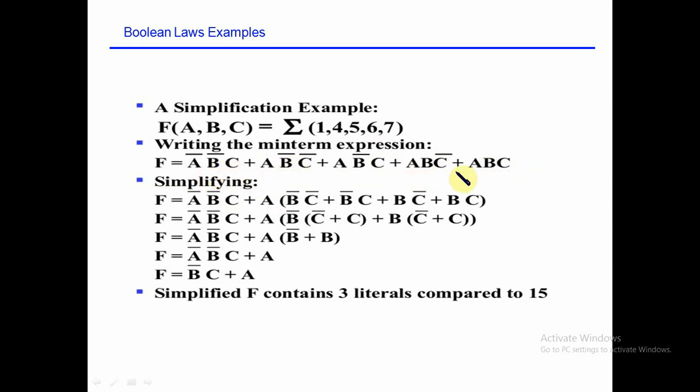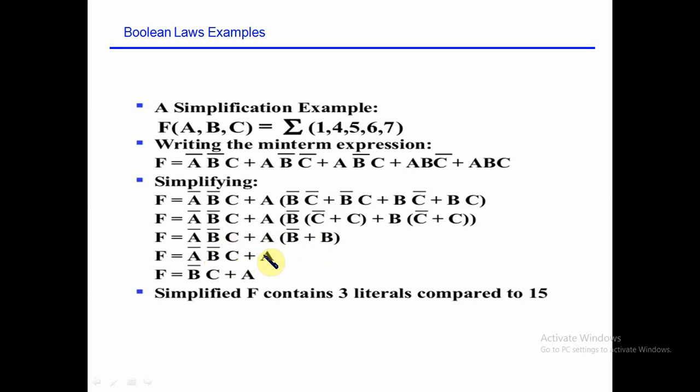In that equation, in the last 4 terms a is common, so we take a outside of the bracket. After that, in the remaining 4 terms, b bar is also common and b is also common, so c bar plus c gives 1, and here also we get b bar plus b. This is the identity law, and we got the equation a bar b bar c plus a b bar plus b. This is also the identity law, hence we got the equation a bar b bar c plus a.